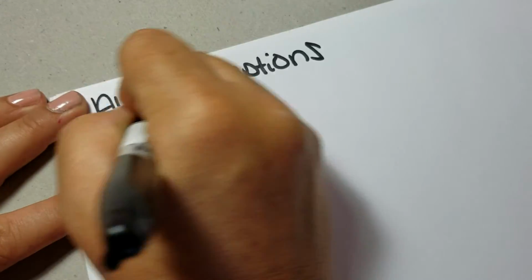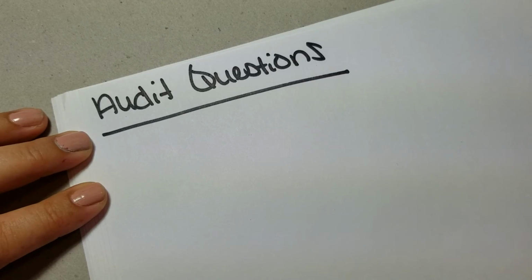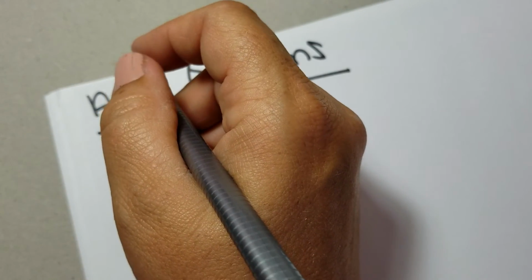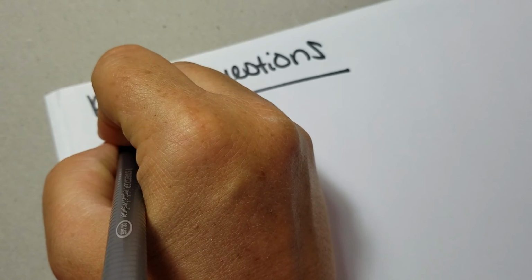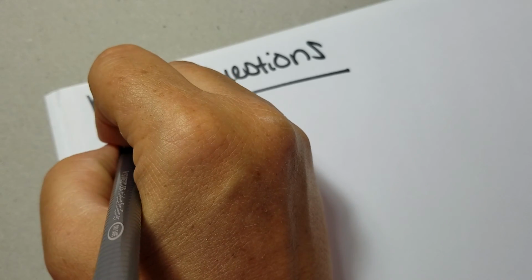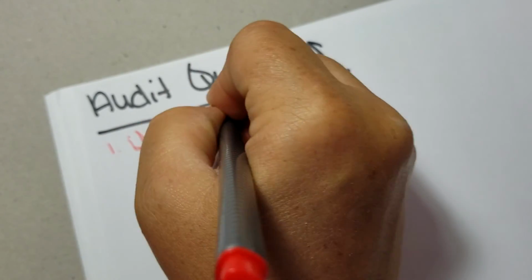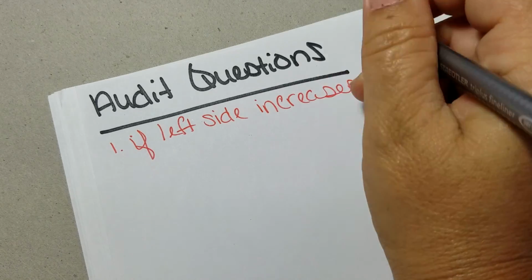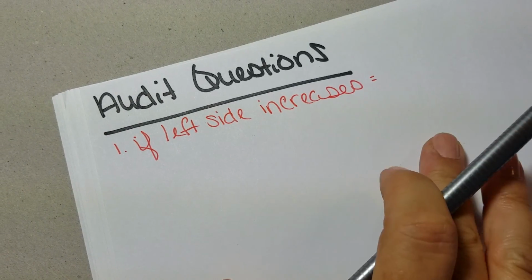So audit questions. I do want you to go ahead and write out the question. You don't have to write it exactly. The first one is what must be done if a transaction increases the left side of the accounting equation. So I'm just going to put if left side increases, what must you do? I want you to go ahead and answer those three questions.